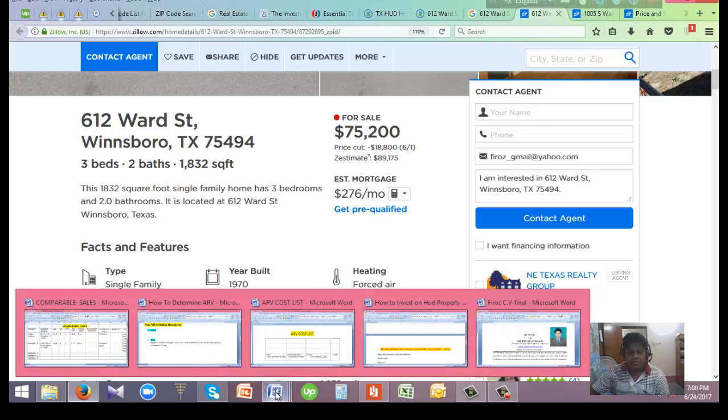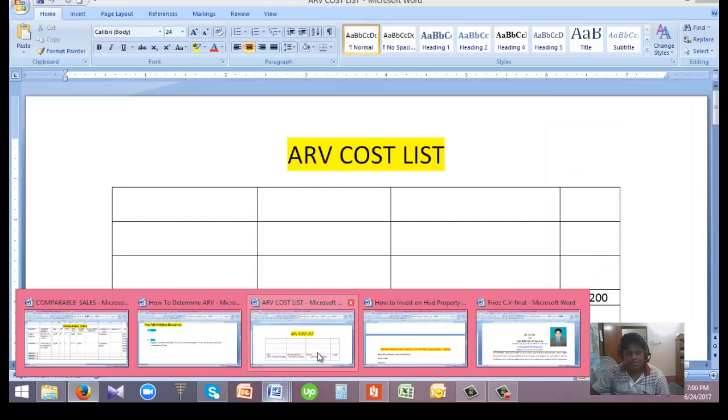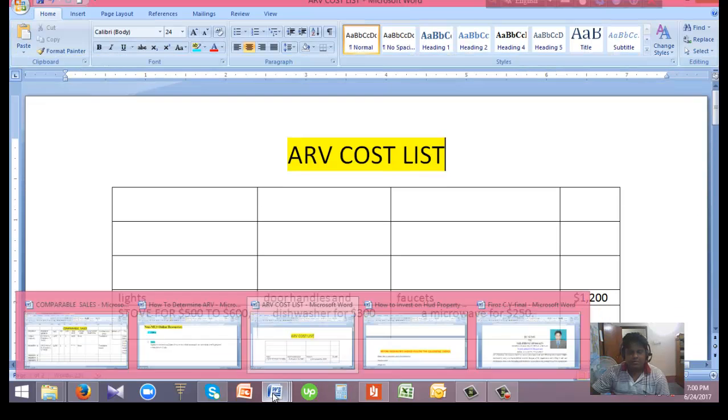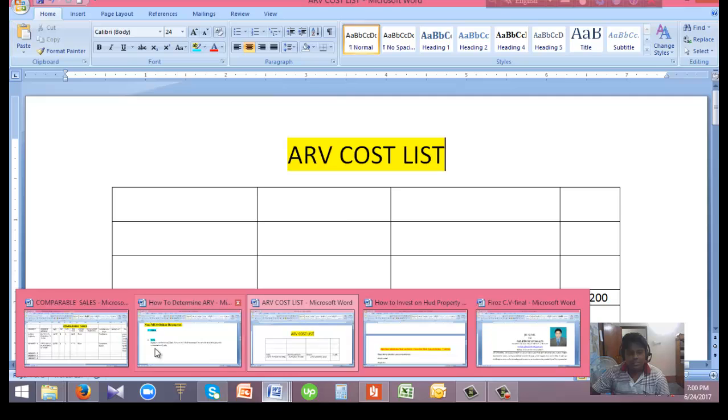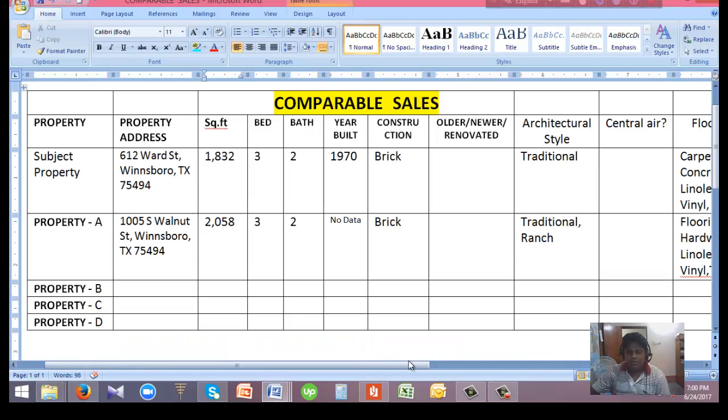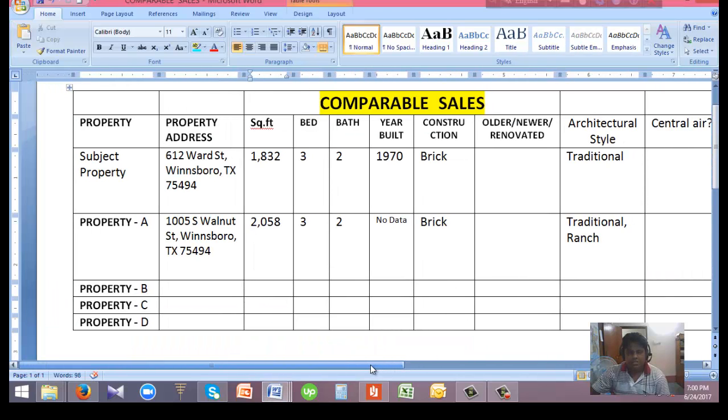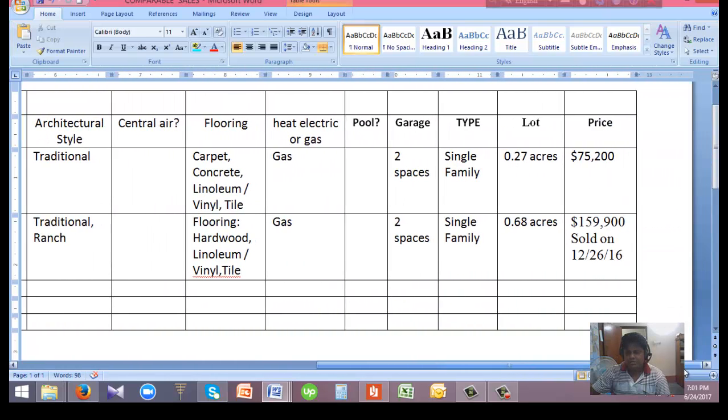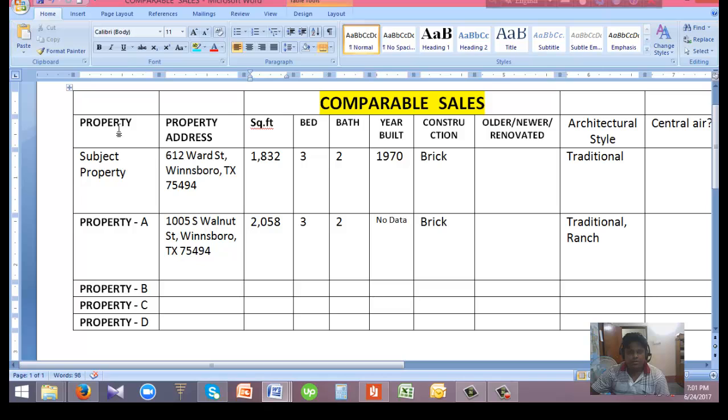And we can follow another chart that I have created for my work here. This is comparable sales. Here is the chart where we will list the subject property and our sold properties. The address of our subject property is here, its square footage is 1832, 3 beds, 2 baths, and built in 1972.